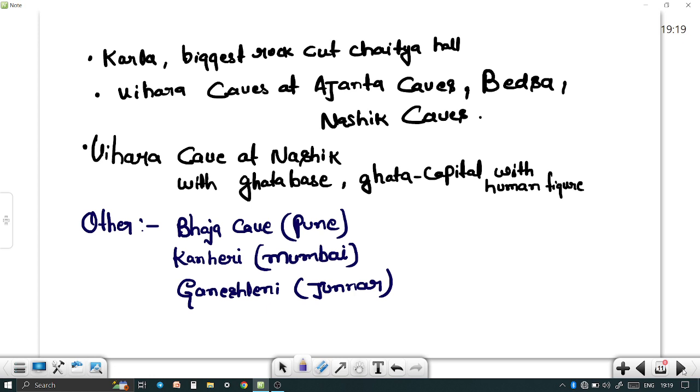Some of the important viharas are at Ajanta Caves, the caves of Bedsa and Nashik Cave. Now, the Vihara Caves at Nashik were excavated with front pillars carved with the ghata base and ghata capital with a human figure. Other cave sites are Bhaja Caves near Pune and the Buddhist Kanheri Cave in Mumbai. Junnar has the largest cave excavation.